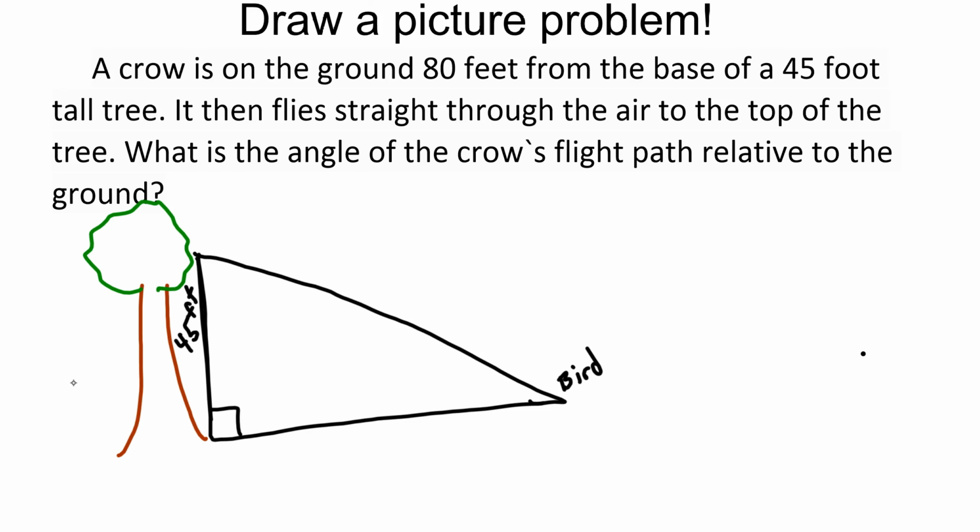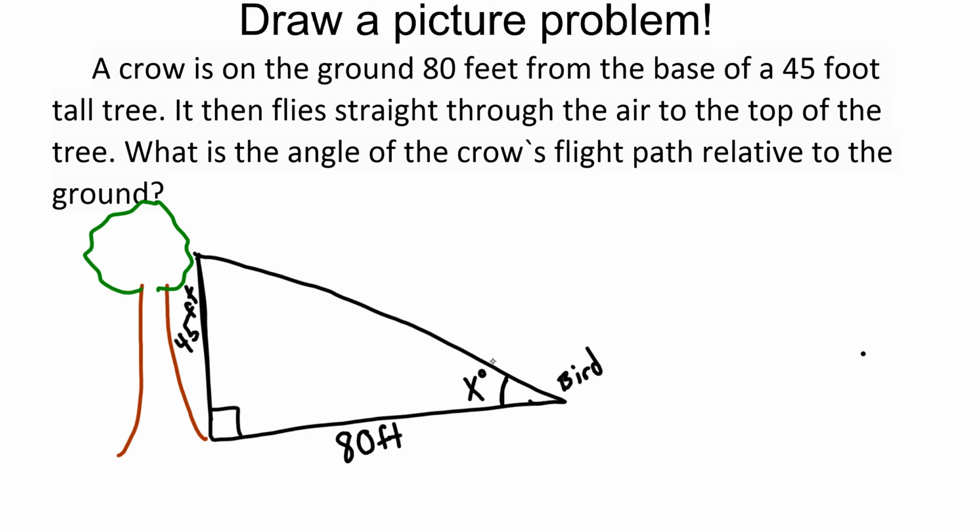Okay, and then it says a crow is on the ground 80 feet from the base. So the base of the tree just means the bottom of the tree. And so the crow is 80 feet from that base. Okay. Now it says, what is the angle of the crow's flight path relative to the ground? So the bird's flying along this line here. So we want to know the angle of the crow's flight path relative to the ground. So the flight path is this, the ground is this. So this is the angle they want us to find.